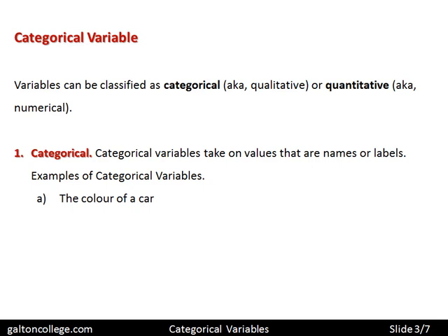Examples of categorical variables could be the color of a car. The color of a car could be red. So red is the categorical variable. It can't be processed more than that. It can't be added to something else, or multiplied by 2, or we can't work out the standard deviation, or we can't do anything with it. It's just the color red.